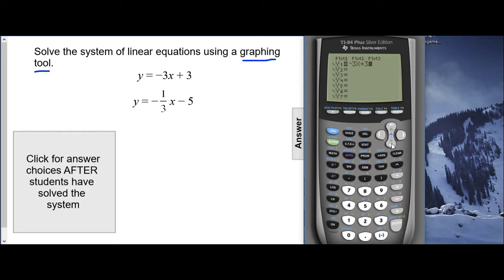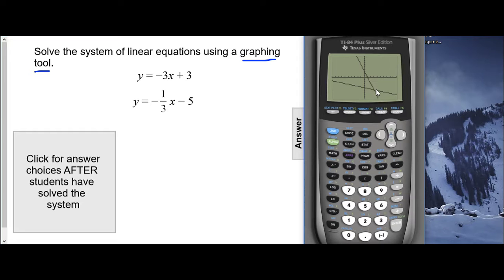Then I'm going to scroll down using the down arrow to the second y equals for the second equation. Y equals negative 1/3 x minus 5. So I'll type in negative. Now since 1/3 is a fraction, I'm going to use parentheses 1 divided by 3 parentheses x minus 5 to type in the second equation. Now that I have both equations in, I can press the graph button to see my two lines, to see my system.